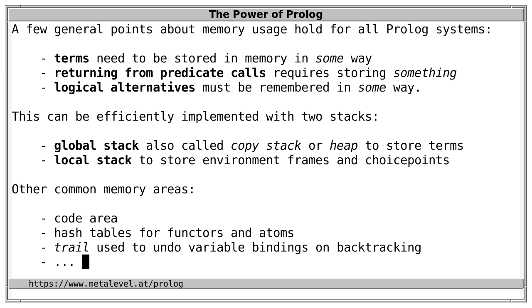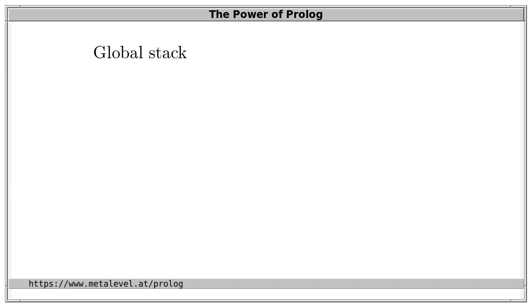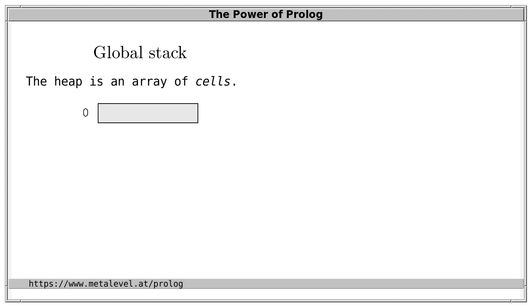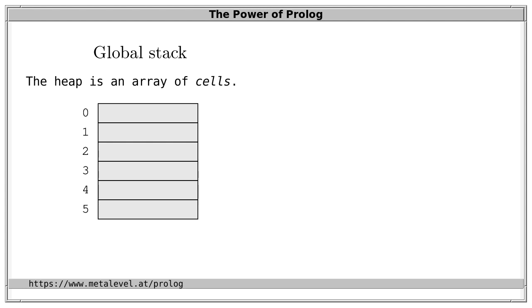Now, let's take a look at these stacks. And we start with the global stack, where Prolog terms are stored. And the global stack, or heap, is an array of cells. So simply imagine a number of cells, each with a unique address, which can simply be an index. For example, here are 7 cells with index 0 to 6. And of course, an actual Prolog system can allocate hundreds of thousands or even millions of cells if needed. And the only limit is the available system memory. And of course, also how much of it can actually be addressed.